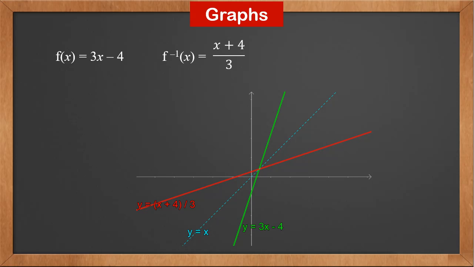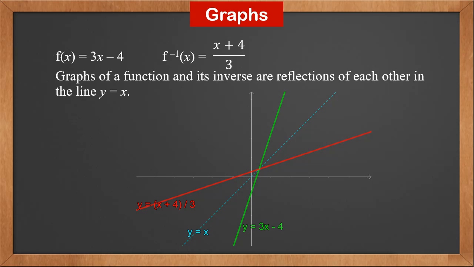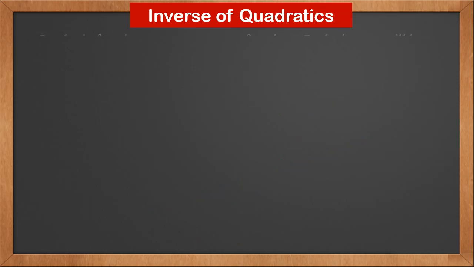From the previous examples, we know when f of x is 3x minus 4, f inverse of x is x plus 4 over 3. Let's sketch the graph of both in the same diagram. We can see that the two graphs are reflections of each other in the line y equals x. In general, the graphs of a function and its inverse are reflections of each other in the line y equals x. This is because a point x, y in the original function becomes y, x in the inverse. If a question asks you to sketch the graphs of a function and its inverse in the same diagram, remember to make clear their relationship.